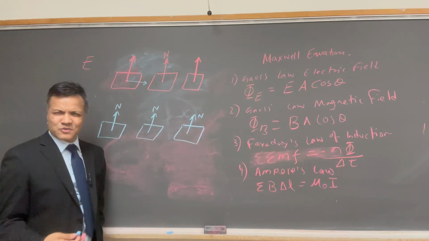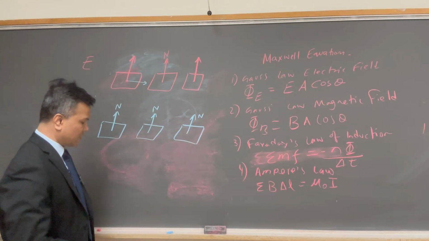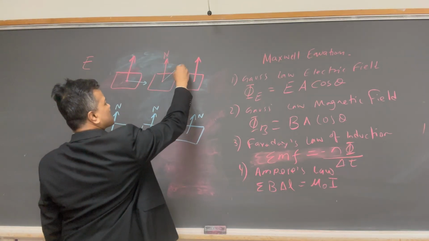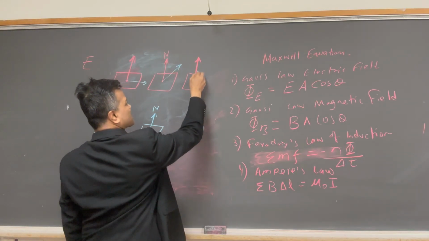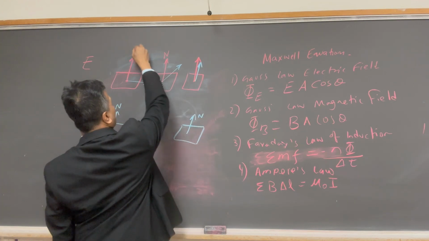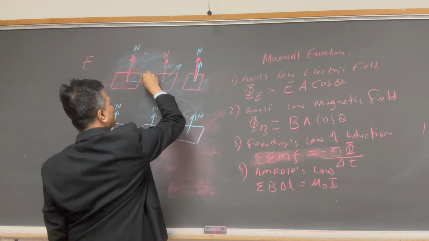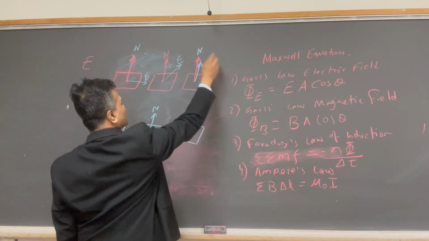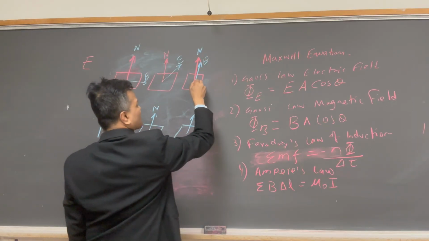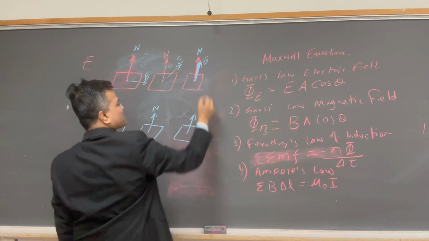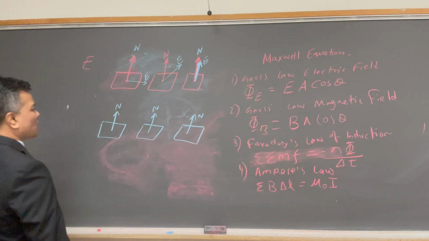I'm going to show you three extreme scenarios. This is another extreme scenario. This is another extreme scenario. This is the normal, this is the normal. This is the magnetic field, this is the electric field. This electric field, as you see, is parallel with respect to the normal.